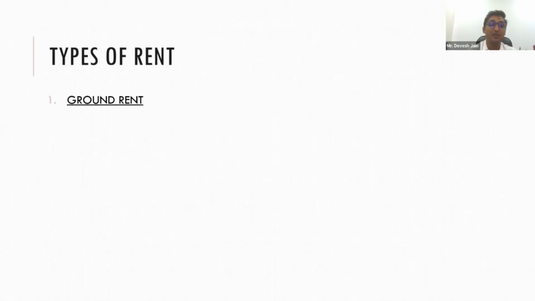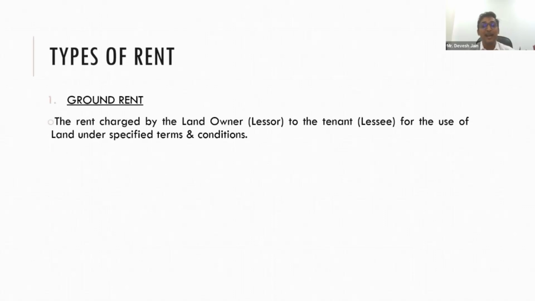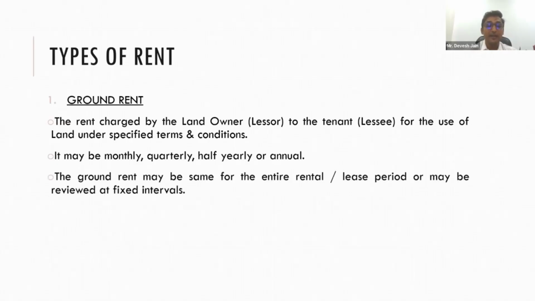So basically, what is ground rent? It is the rent charged by the landowner or the lessor to the tenant for the use of land under specified terms and conditions. That is known as the ground rent. It can be monthly, quarterly, half yearly, or yearly. The ground rent may be the same for the entire rental or lease period, or it may be reviewed at fixed intervals. So rent can be the same for the total period, or it can be renewed every year or at fixed intervals.